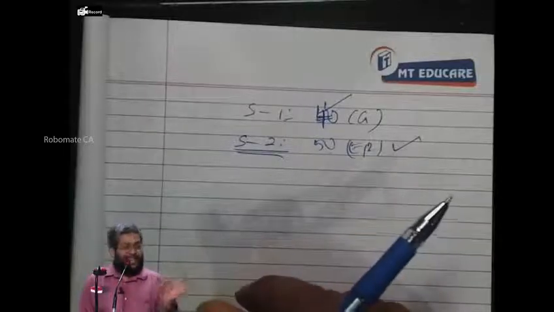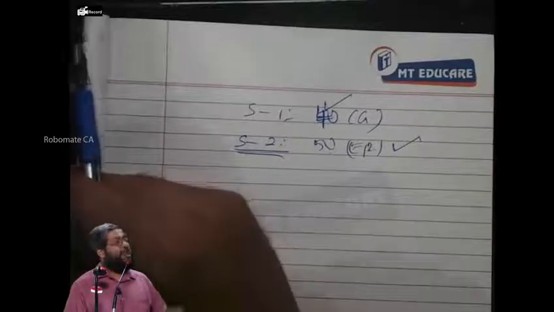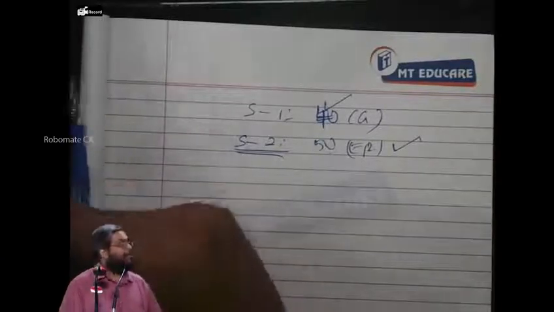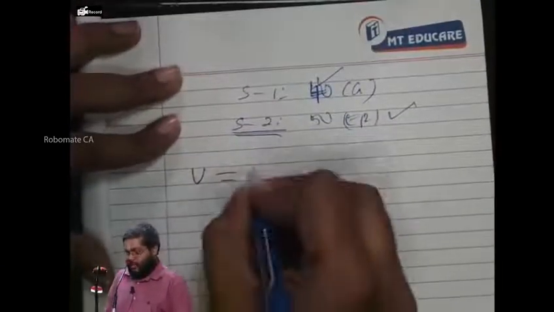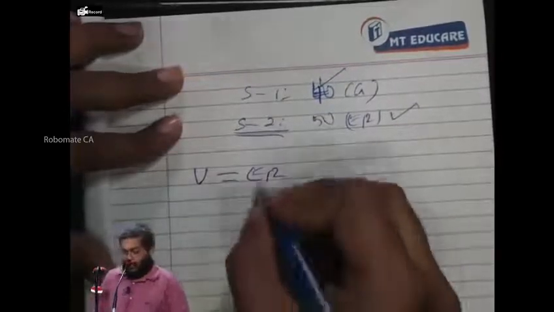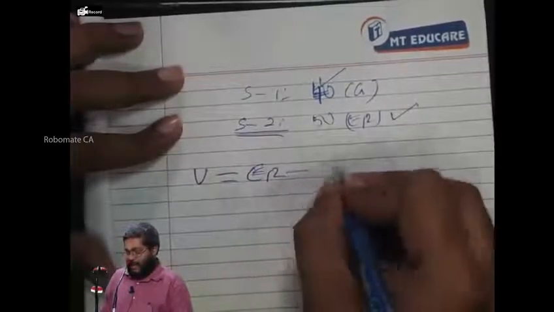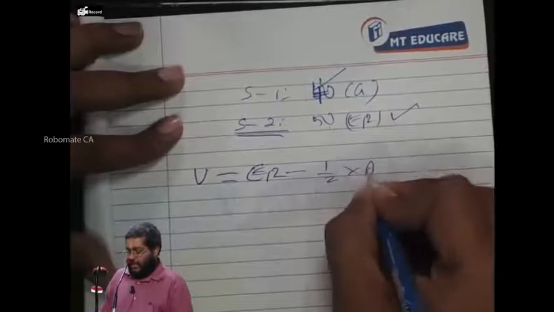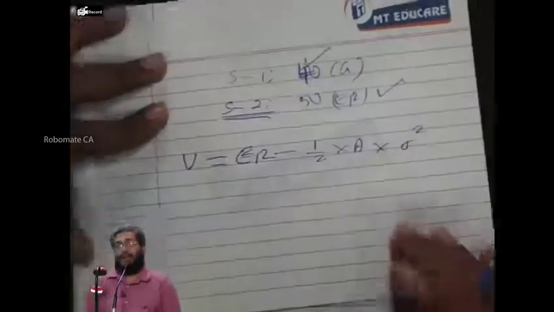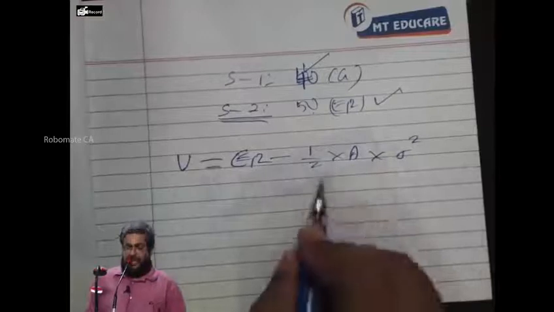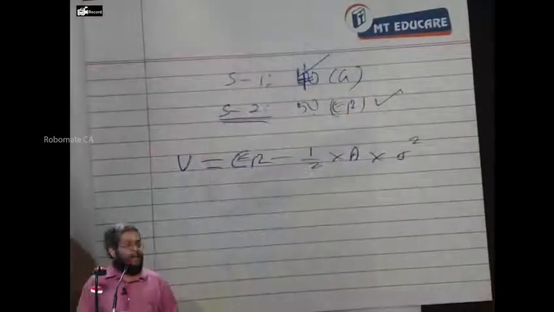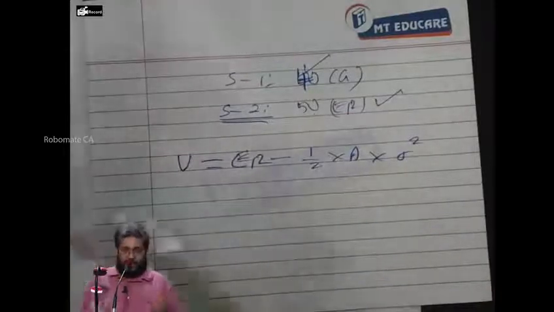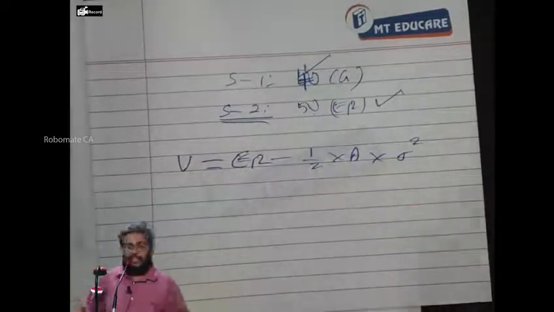This utility has an equation. We call it the utility function. That equation nobody should question. It is empirically proved. Now, the equation of utility is: utility is equal to expected return minus half into A into sigma squared. That is called the utility function.